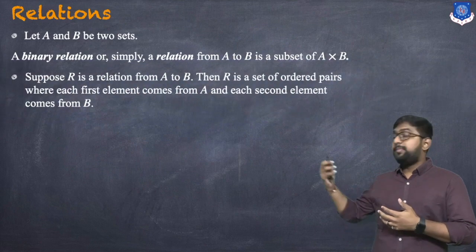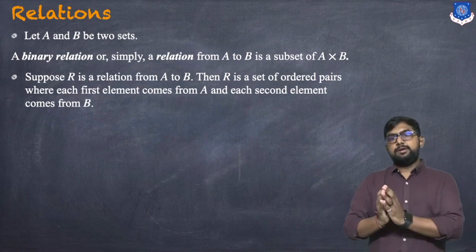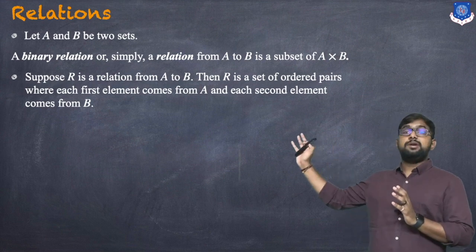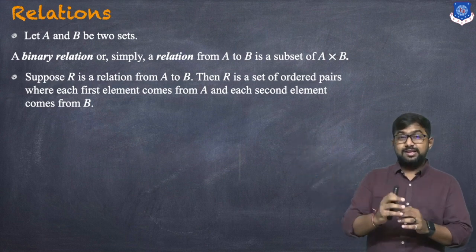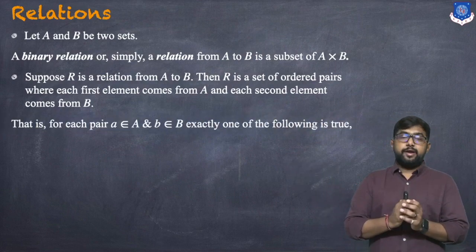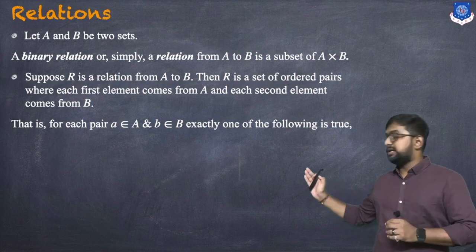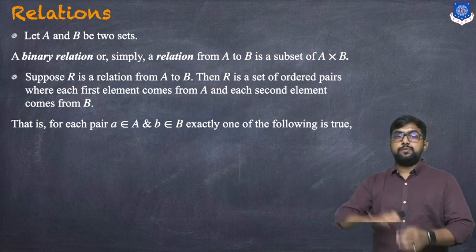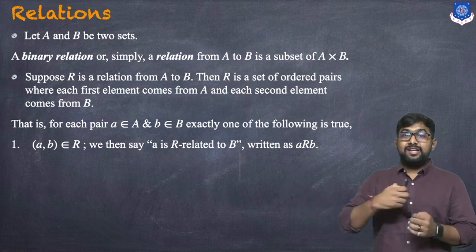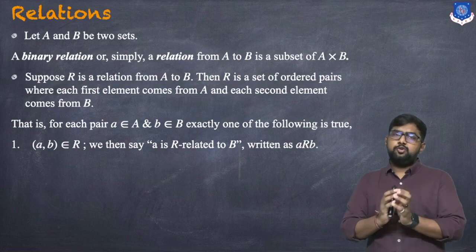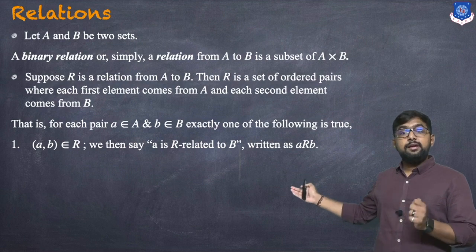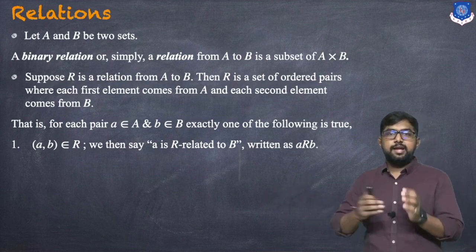Now suppose capital R is a relation from A to B. Then R is a set of ordered pairs where each first element comes from the set A and each second element comes from the set B. That is, for each pair, a belongs to A and b belongs to B, exactly one of the following is true. The first one is that the ordered pair (a, b) belongs to R. We say that a is R-related to b, or simply a is related to b, and it is written as a R b, and it means that a is related to b.